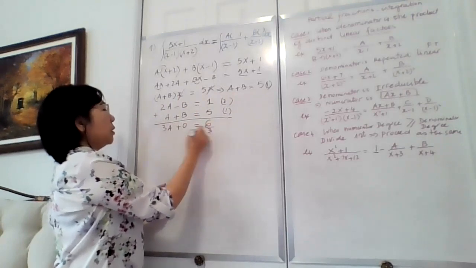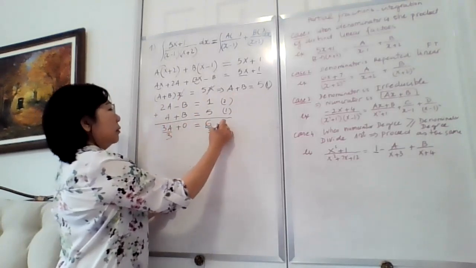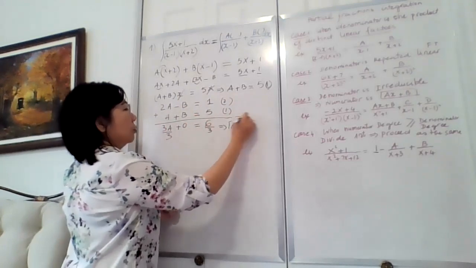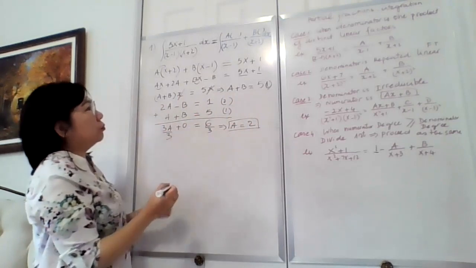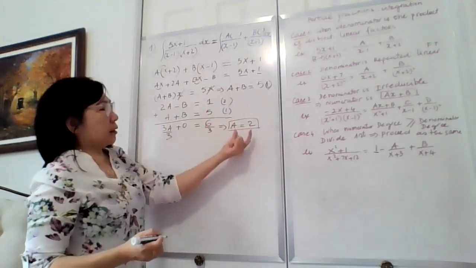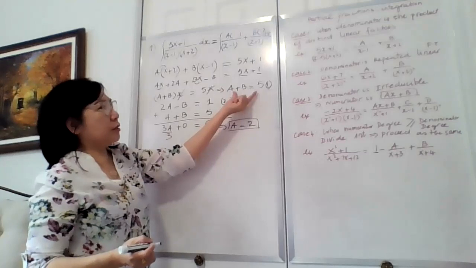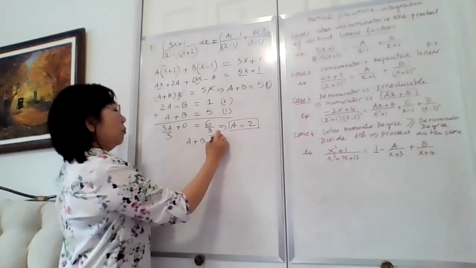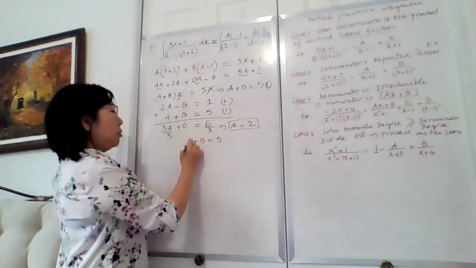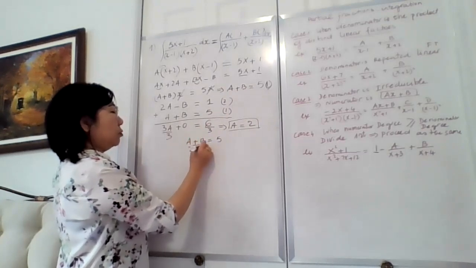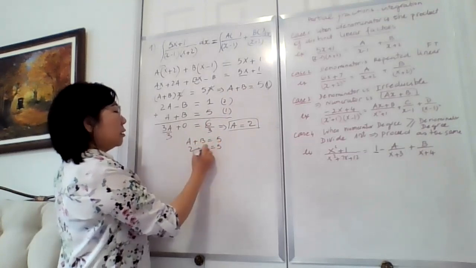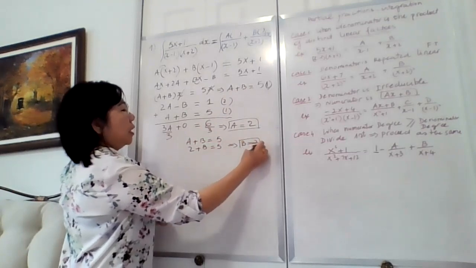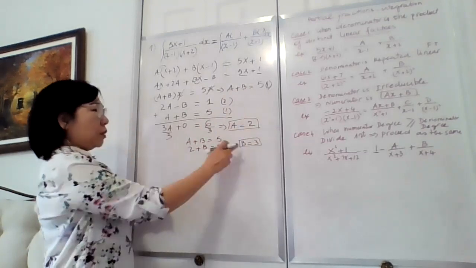Divide both sides by 3, then I get a equals 6 divided by 3, which is 2. So I got a equals 2. Now if I substitute a equals 2 back into this expression, then I can solve for b. I know a plus b equals 5, and a equals 2, so I substitute a by 2, plus b equals 5. Solving for this, I will get b equals 3. So now I know what a equals and what b equals.